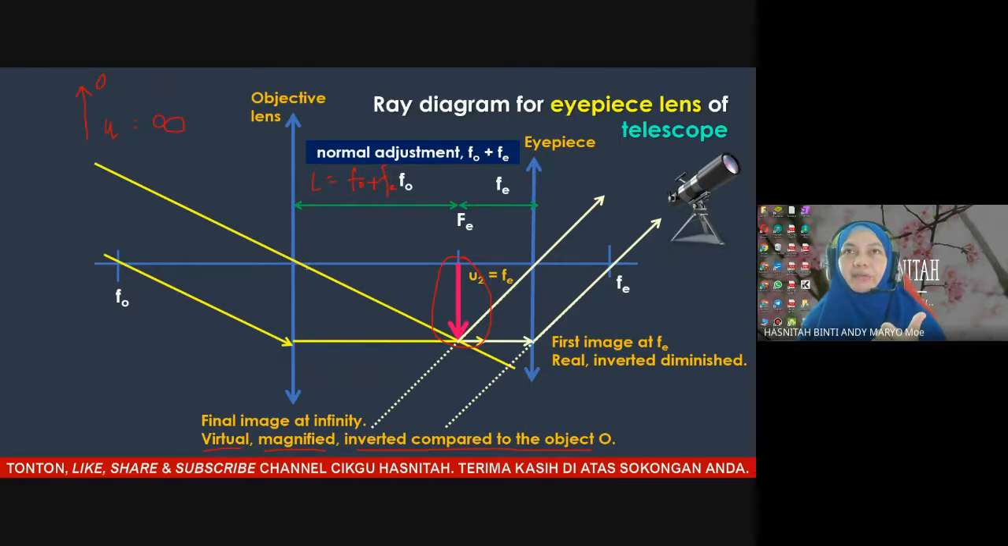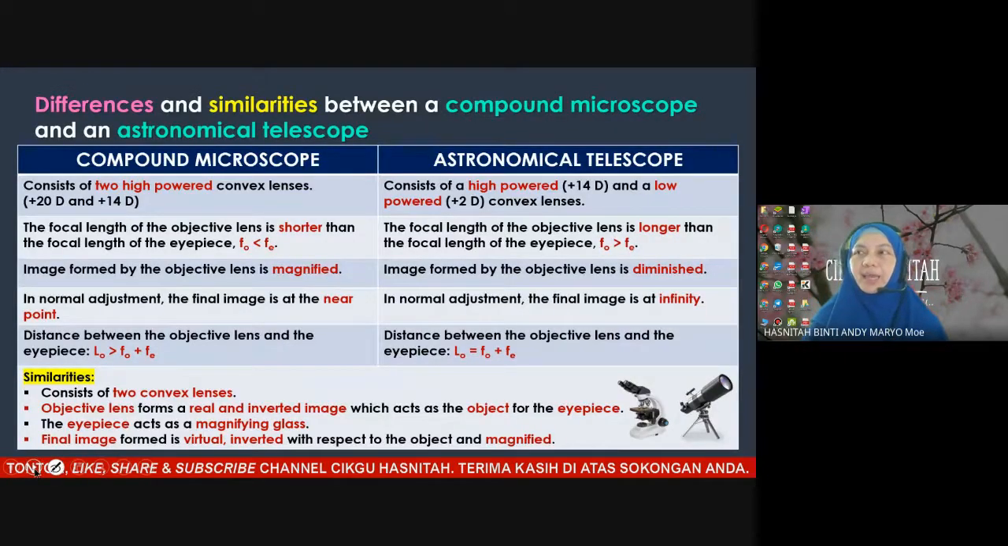Okay, I hope you get the picture of how to draw a ray diagram for a magnifying glass, how to draw a ray diagram for a microscope, and how to draw a ray diagram for a telescope. And the most important thing is to determine the characteristic for each: magnifying glass, objective lens, and eyepiece for microscope and telescope as well. Now this is the comparison between telescope and microscope. This is the compound microscope. Both lenses are high power. The first one is 20 diopter, the second one is 14 diopter.